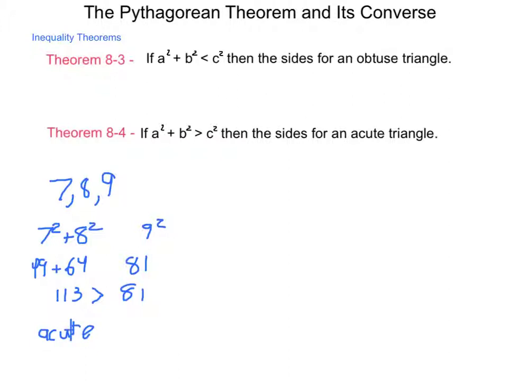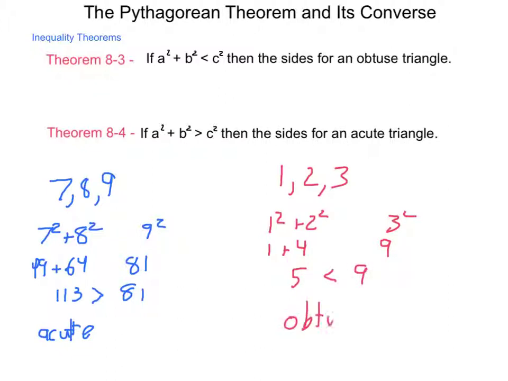Now let's take a look at a set like 1, 2, 3, our first set of natural numbers. What type of triangle would these make? Well, we have 1 squared plus 2 squared, and we're comparing that to 3 squared. 1 squared is 1, 2 squared is 4, 3 squared is 9. 1 plus 4 is 5, 9 is greater than that, so these would make an obtuse triangle.